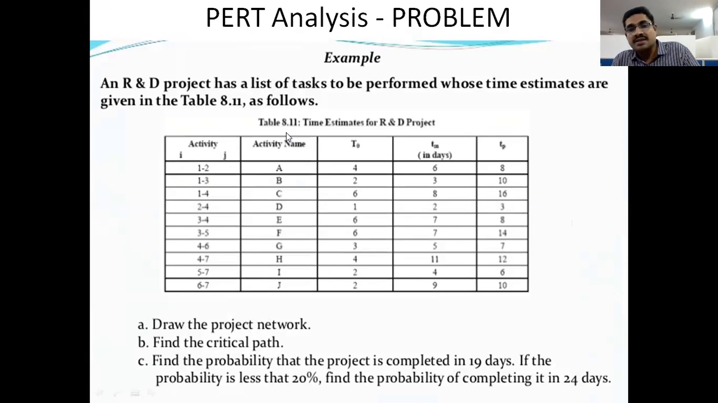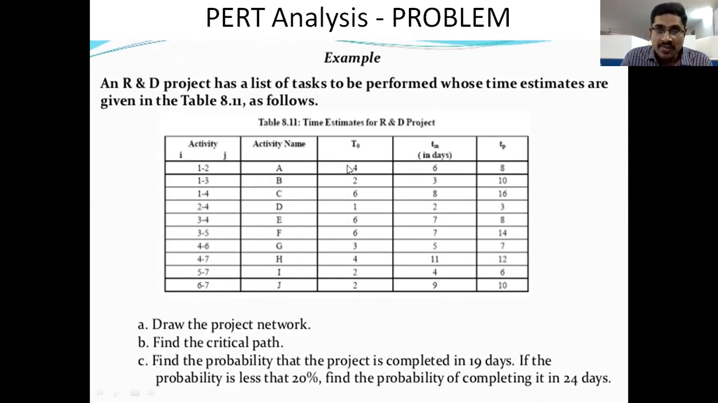Look here. This is an example of Project Evaluation Review Technique. Here are the activities, and these are the activity names. In some cases, these activity names are not mentioned in our problems. They just give the activities column and these three columns. In some question papers in the exams, these columns are not mentioned in the problem, right?